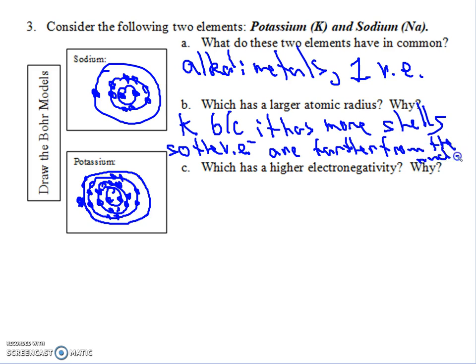If all you said is, "Oh, potassium because it has more shells," that's not good enough. You've got to incorporate the vocabulary, right? The valence electrons are farther from the nucleus. That's part of the definition of what atomic radius is.